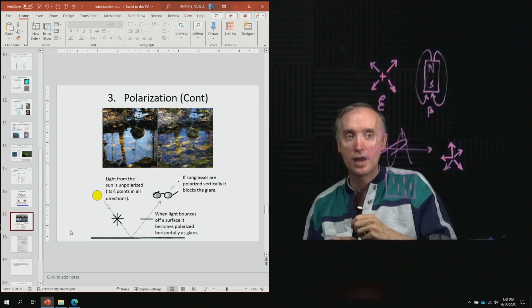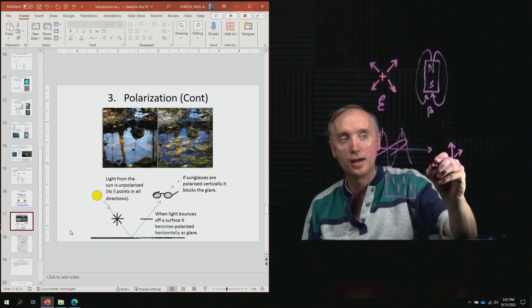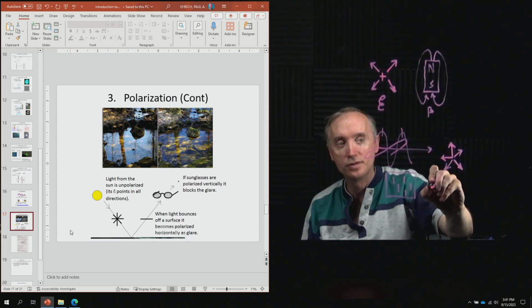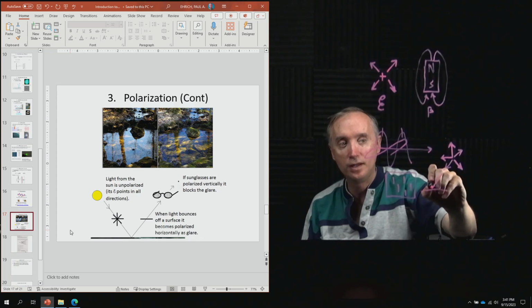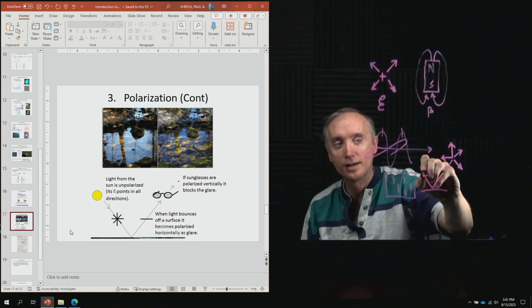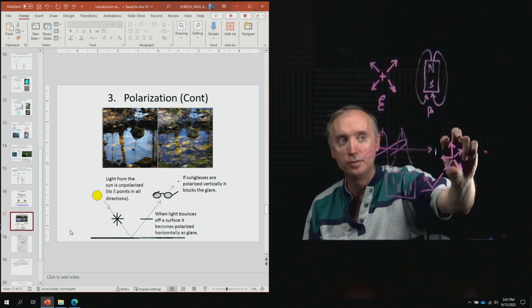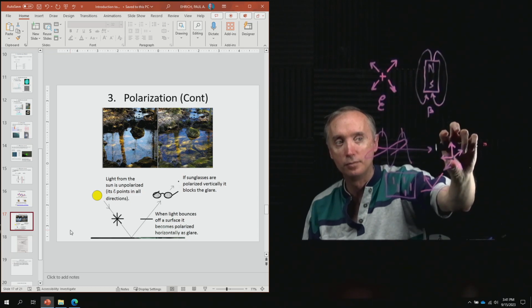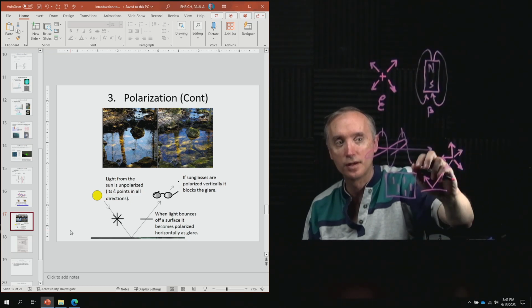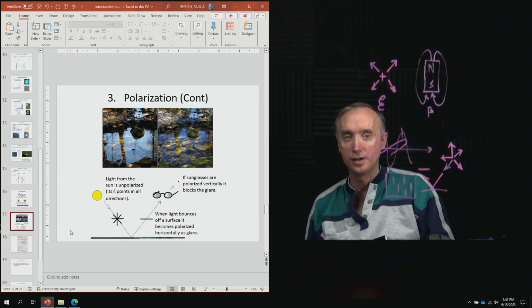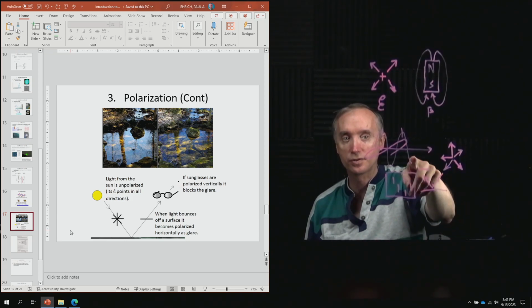It just so happens that when light bounces off of a surface, it becomes at least partially polarized. So when this unpolarized light bounces off of a surface, it then becomes polarized. That's the reason why I drew the line sideways. It's now been polarized as it goes through there.